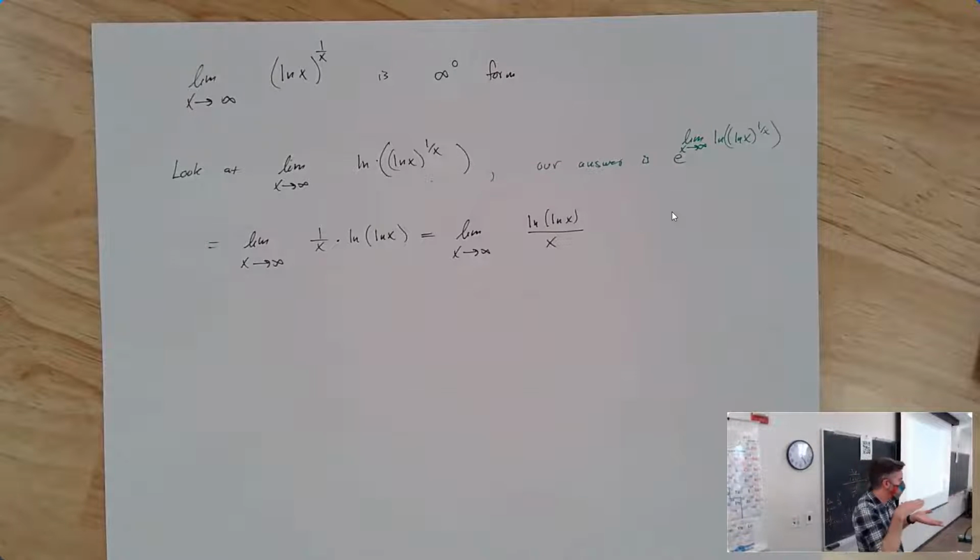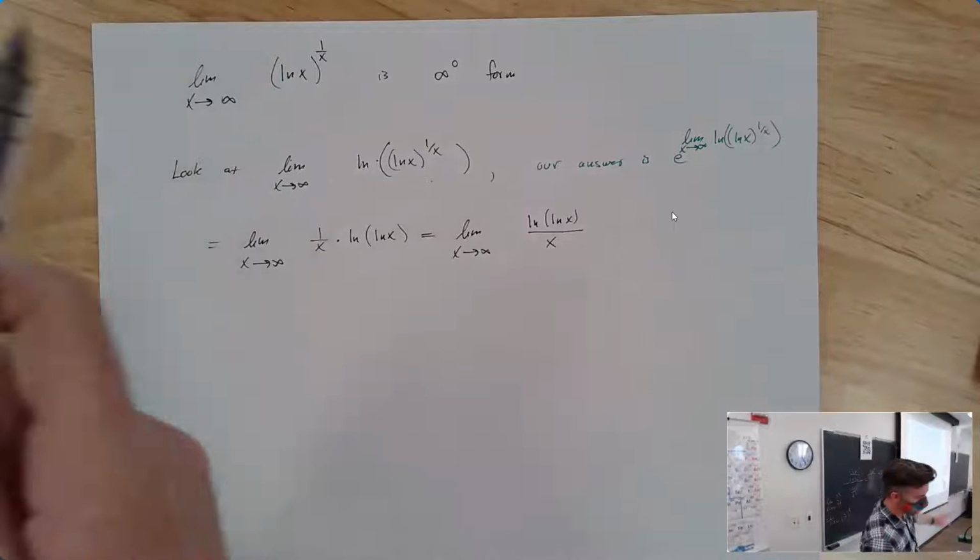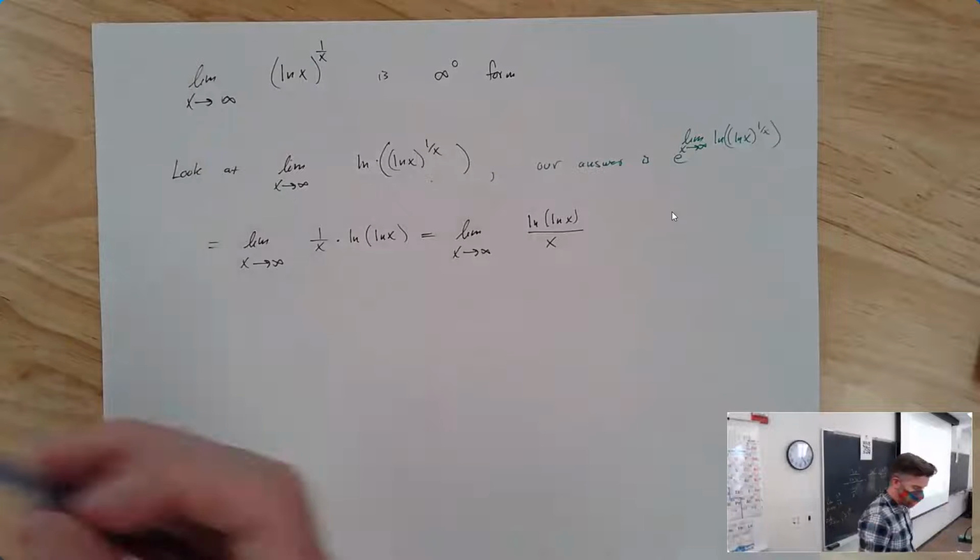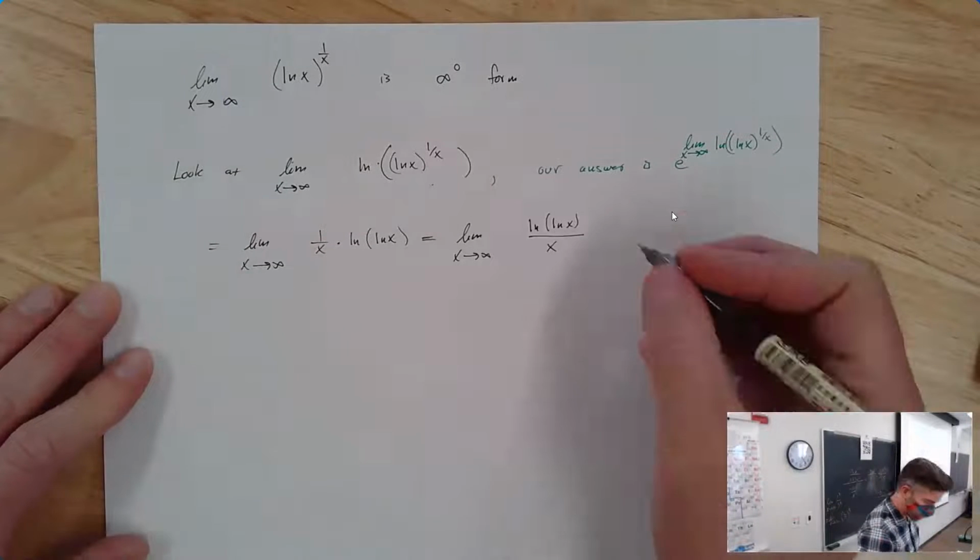The natural log of x is the slowest thing you've ever seen in your life. It grows so incrementally slowly, it's unbelievable. It still does go to infinity. It takes, I mean, forever, literally, but it takes a lot longer than all the other ones. This one's going to be 0, but let's actually see it.